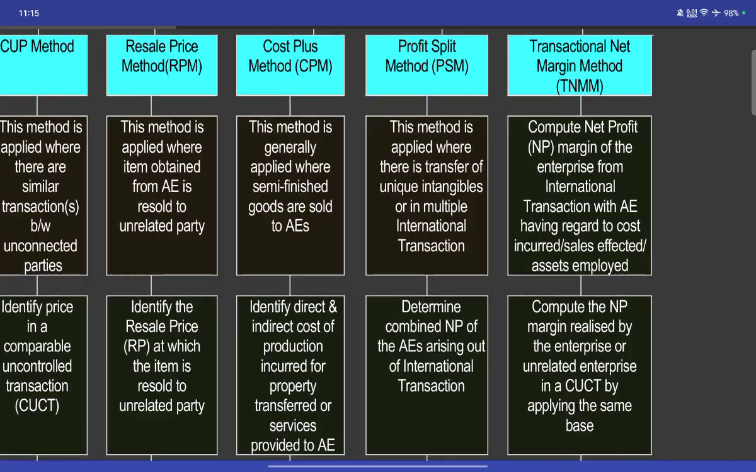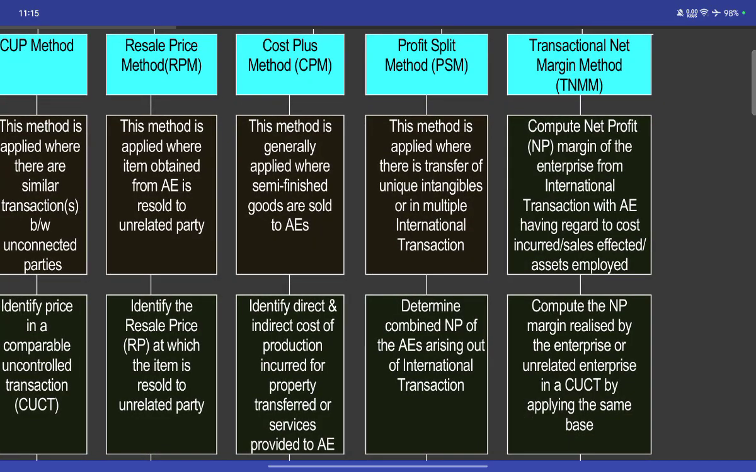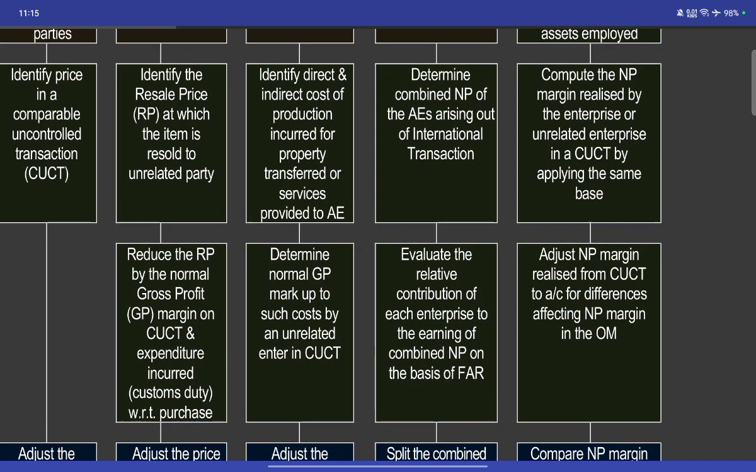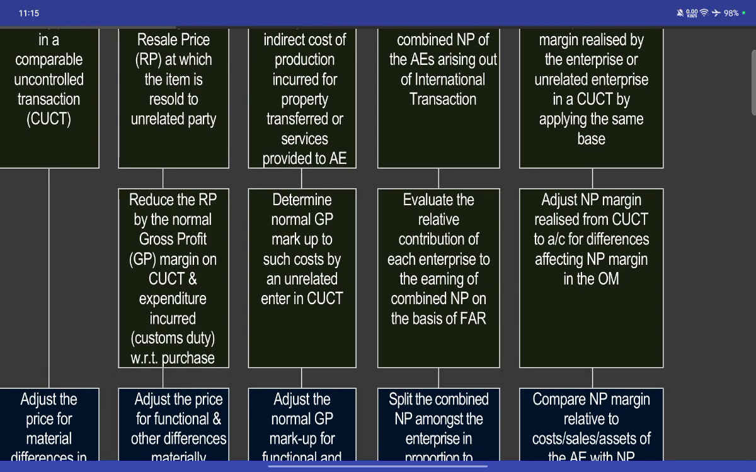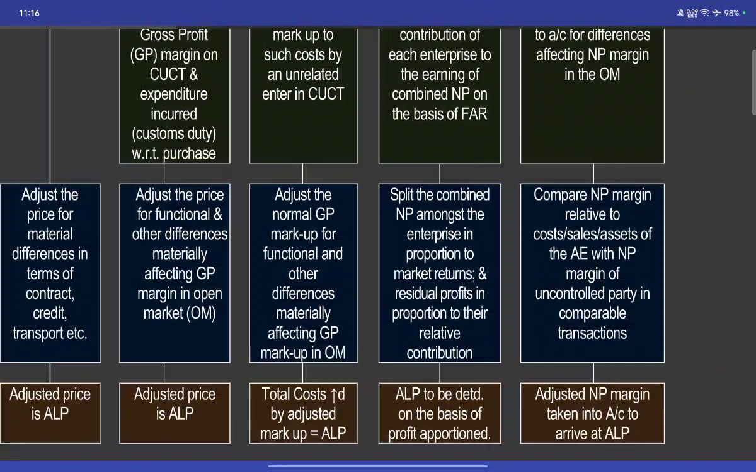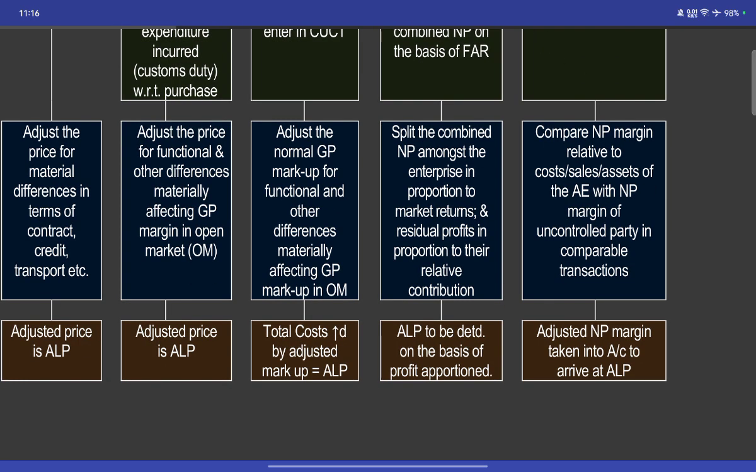Cost plus method. This method is generally applied when semi-finished goods are sold to an associated enterprise. Identify the direct and indirect cost of production incurred for the property transferred or service provided by the associated enterprise. Determine the gross profit markup to the cost in the unrelated comparable uncontrolled transaction, adjusted for functional and other differences materially affecting the gross profit markup. Total cost increased by the adjusted markup is equal to the arm's length price.